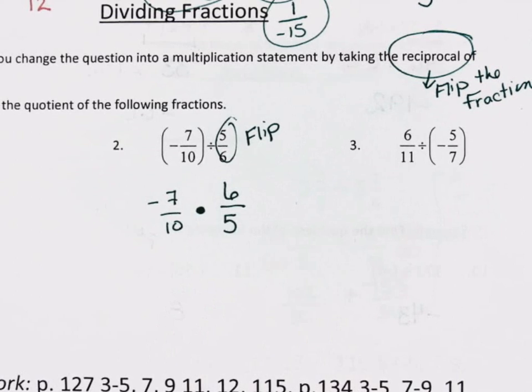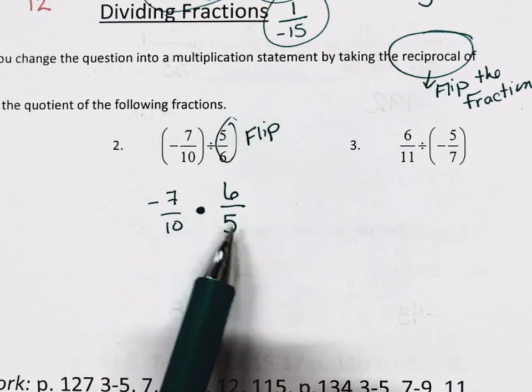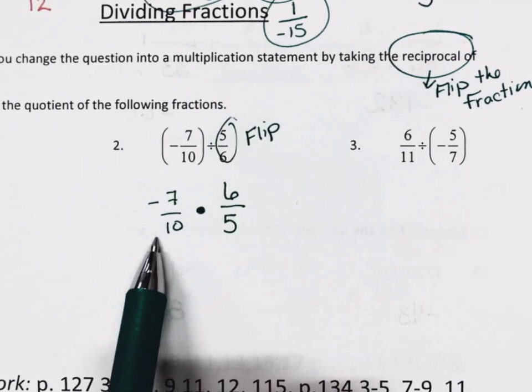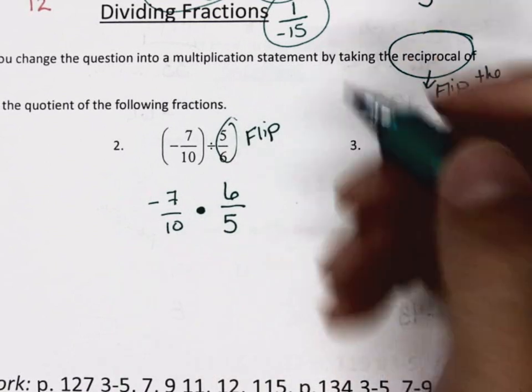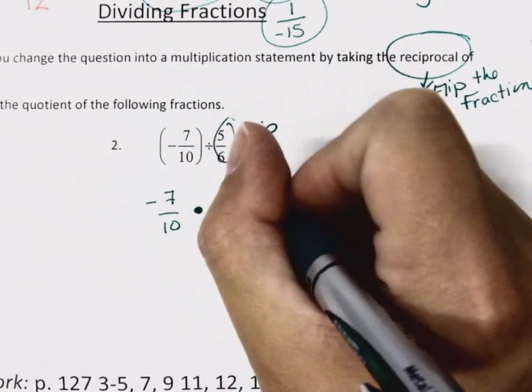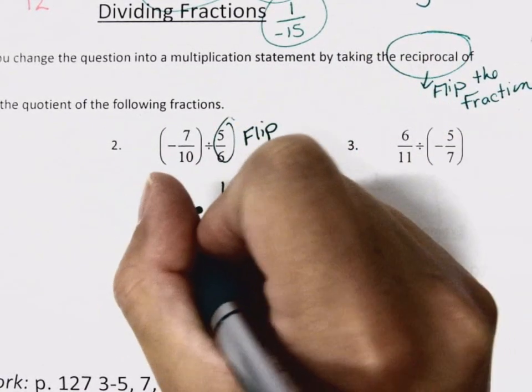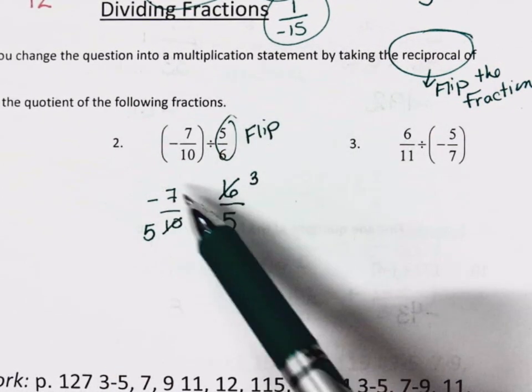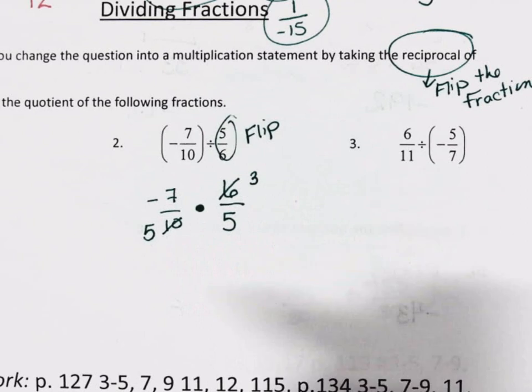Okay, so now it's just a multiply thing. Can I cross reduce? I can. I can't do 5s because those are both denominators, but is there something I can take out of 6 and 10? 2. So if I divide 6 by 2, it's 3, and if I divide 10 by 2, it's 5. And we just said that these are prime, so there's nothing we can do there.